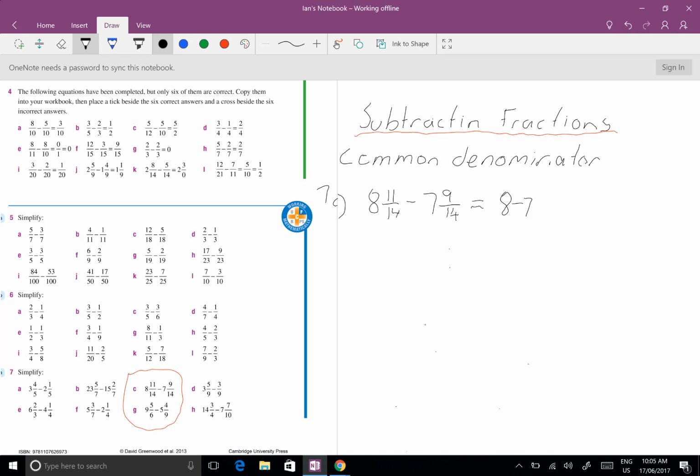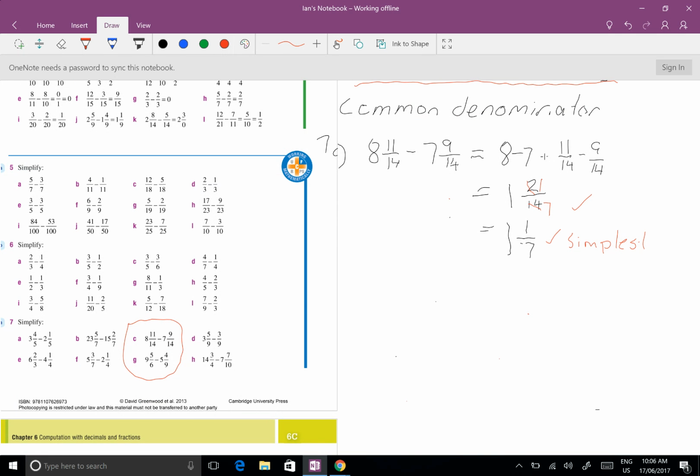8 minus 7, and we're going to have 11 on 14 minus 9 on 14. Well, that'll give us one whole, because 8 minus 7. And I'm getting 11 on 14 minus 9 on 14. The denominator stays the same. 11 minus 9 is 2. Well, we could stop there. That answer is correct. But we can make it simpler, because 2 on 14 we can cancel. 2 goes into itself once, and 2 goes into 14 7 times. So I can get 1 and a 7th, which is the simplest fraction answer.